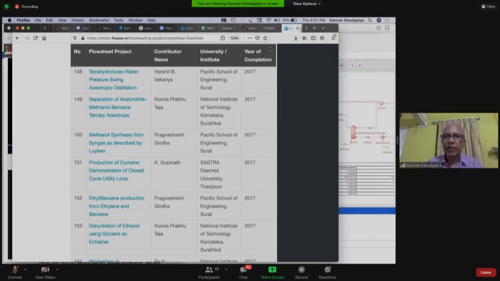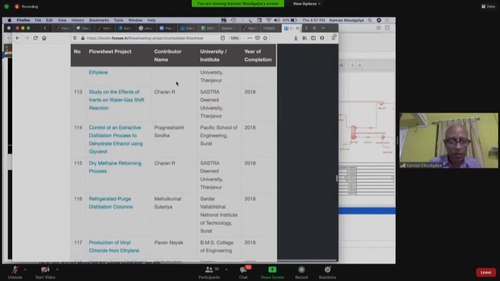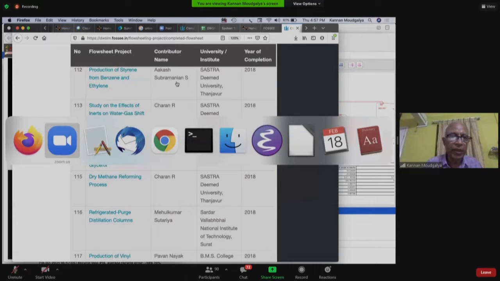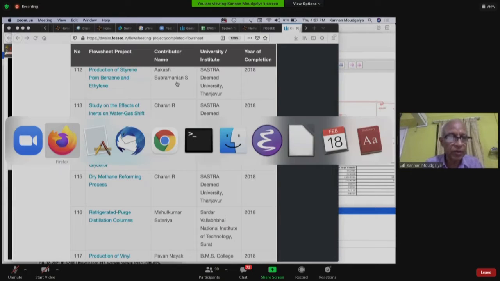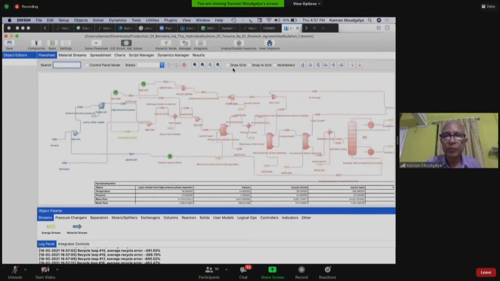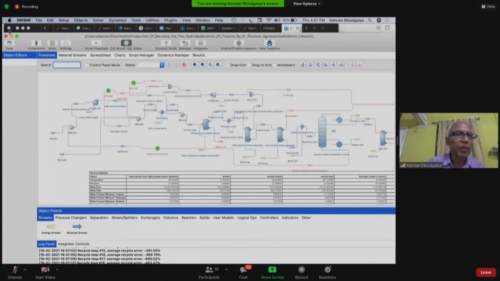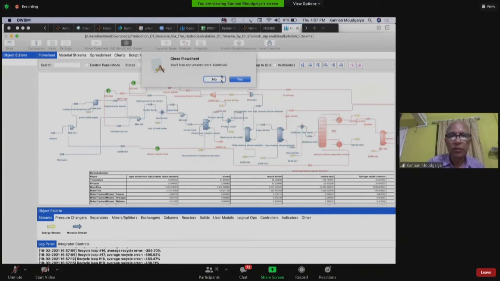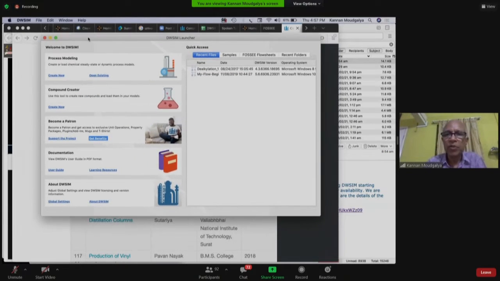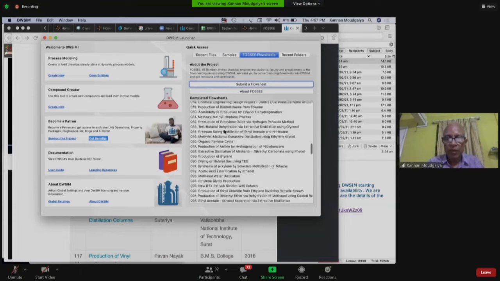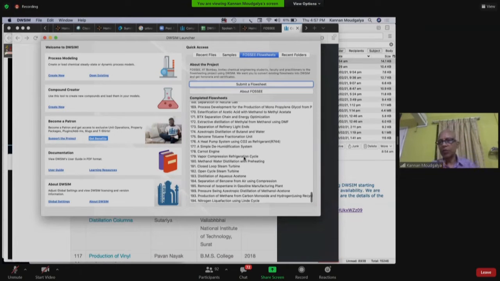As a matter of fact, this is now made available in DWSIM itself. I don't know whether anybody has seen it. Let me just see, where is this? Here it is. So let me close this. Here, this is DWSIM's opening page. You can see here FOSSEE flow sheets. And all the 194 are there.